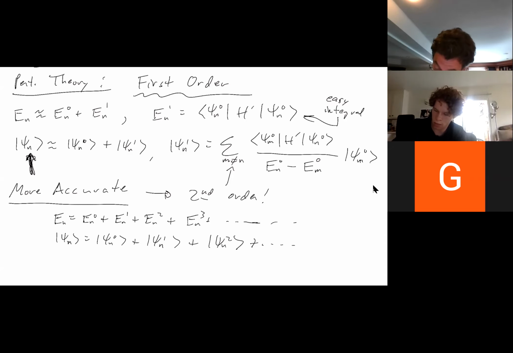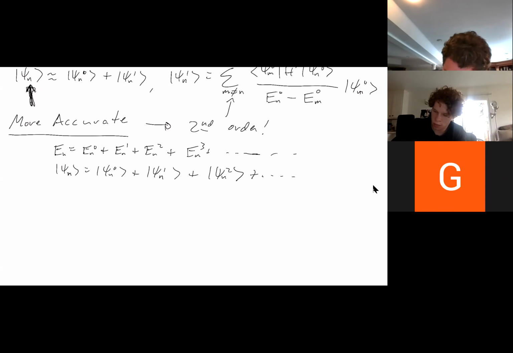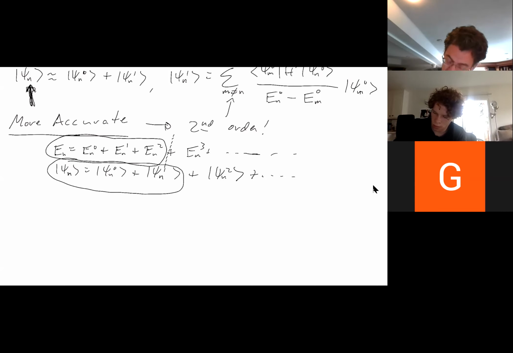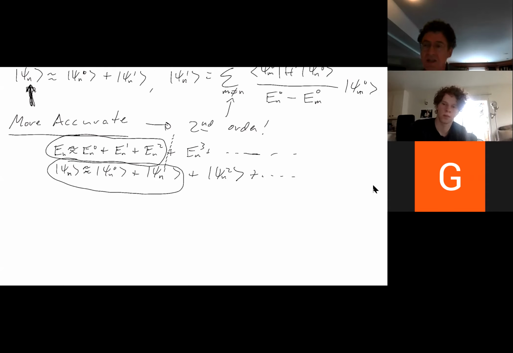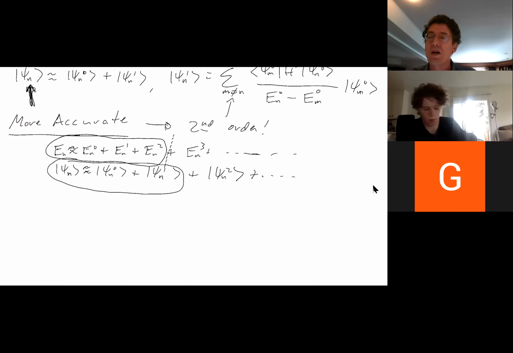And so what we're going to do in this class is we're not going to go any further than that for the eigenstate, but for the eigenenergy, it's common to go to second order. It's a common thing because it's not so hard.